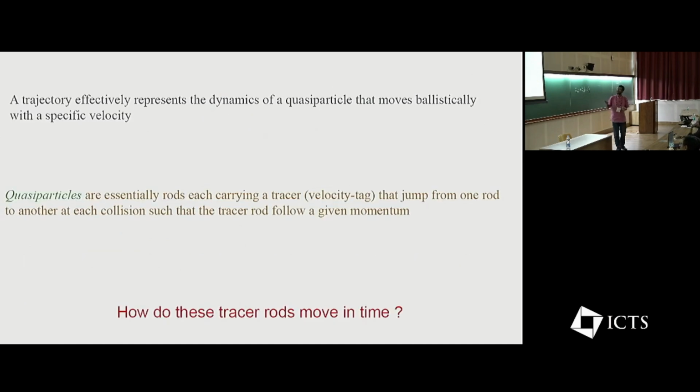Now, the trajectory effectively represents the dynamics of a quasi-particle that moves ballistically with a specific velocity, punctuated by sudden jumps during the collisions. In the context of the hard-rod system, the quasi-particles are essentially the velocity tracers that jump from one rod to another during each collision, such that the tracer follows a given momentum. So the natural question that arises is how this tracer moves in time.